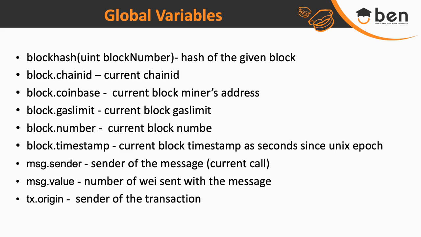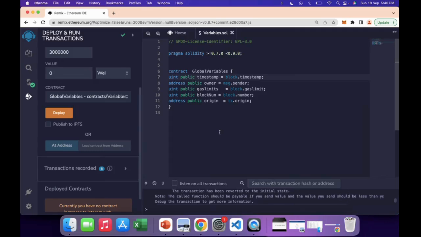So we are going to have a look at most of these variables through code, so that you understand them better. Here you can see that I have already written some code for our global variables. As usual, we have put the license identifier and the Solidity version. Now we have declared a contract. The name of our contract is global variables, and here we have written some public state variables.